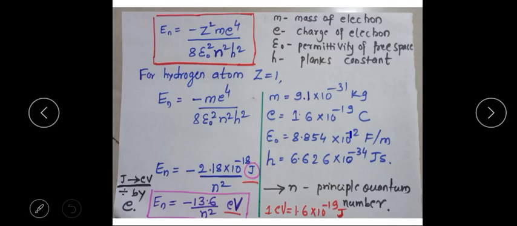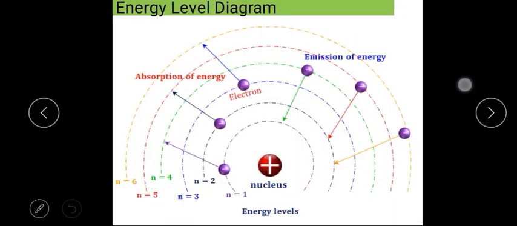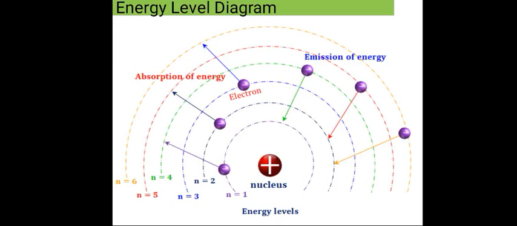So now we have expressed the energy of the electron in the nth stationary orbit in terms of electron volt, with only one variable term, the principal quantum number n, which takes values 1, 2, 3 and so on. So En is equal to minus 13.6 divided by n square. Now the next point is the energy level diagram of the hydrogen atom.